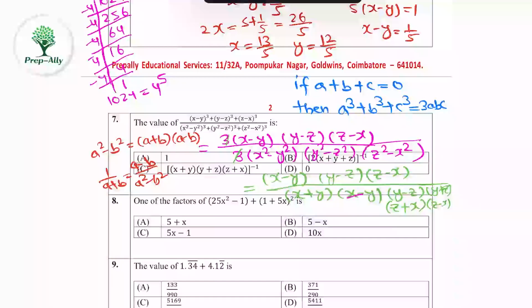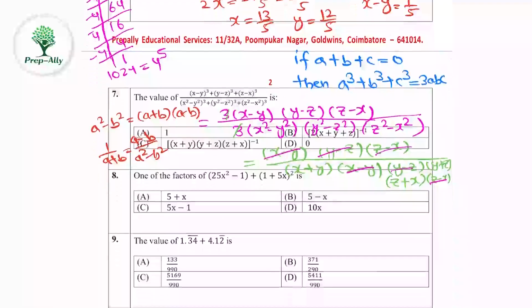Now here these things cancel out, (x minus y), (y minus z), (z minus x). So here we are getting the solution for this one as (x plus y)(y plus z)(z plus x) raised to the power minus 1. So option C is the correct one for this problem.